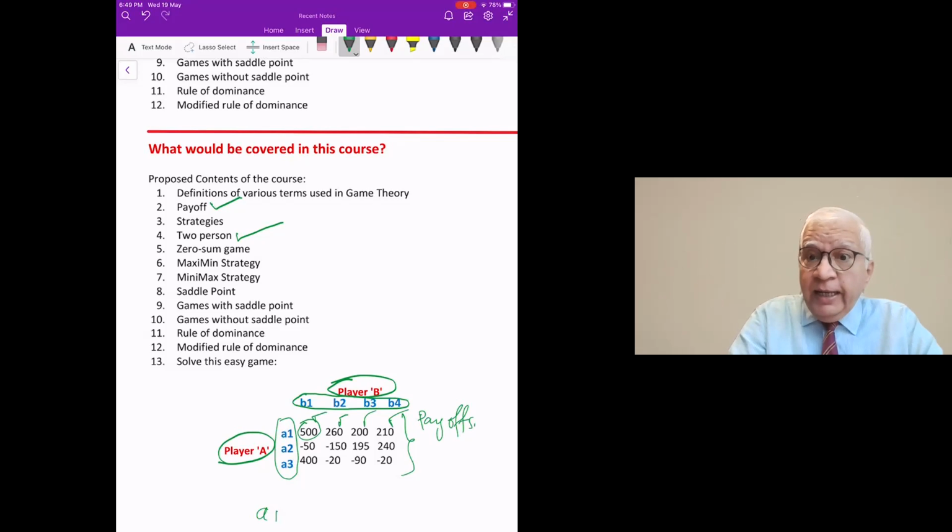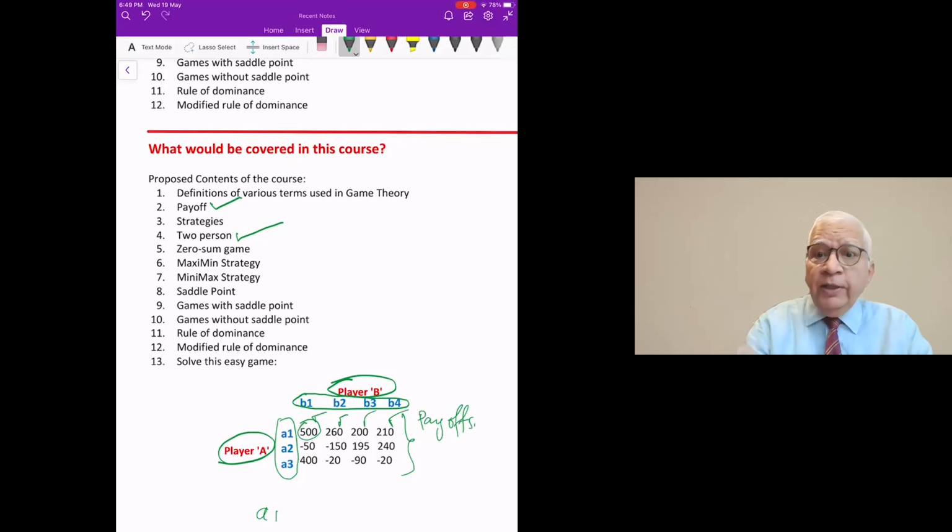Another important assumption is that both players know about this payoff matrix. So they are fully aware that if I do this and if player B does this, this is the payoff. So the payoff matrix is known to both the players.